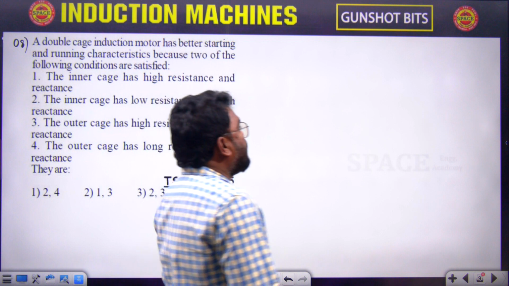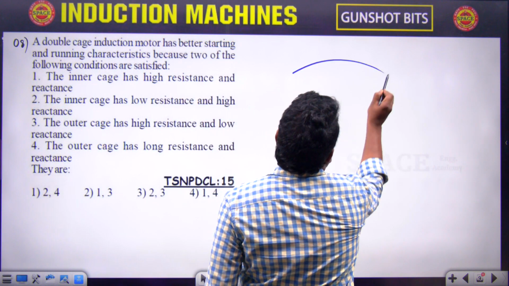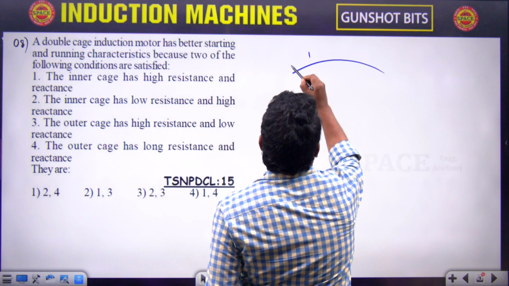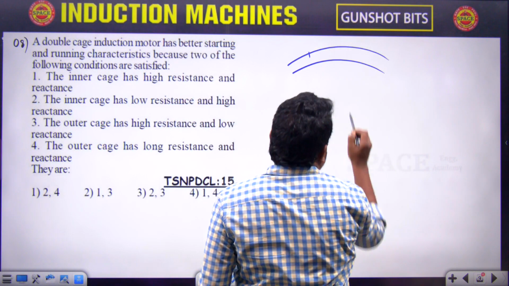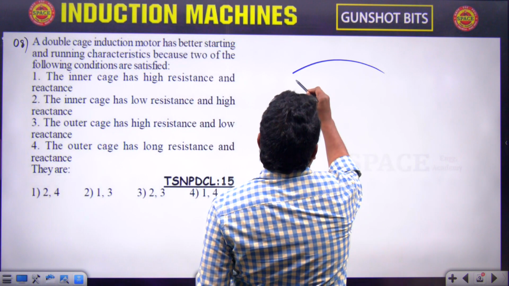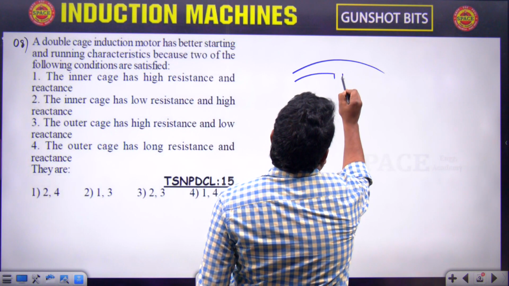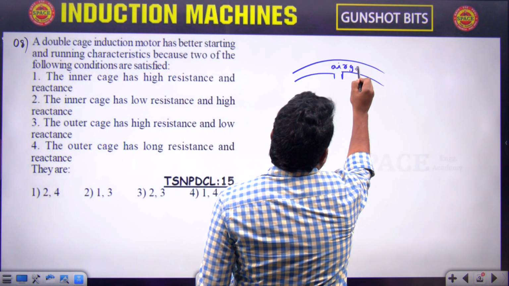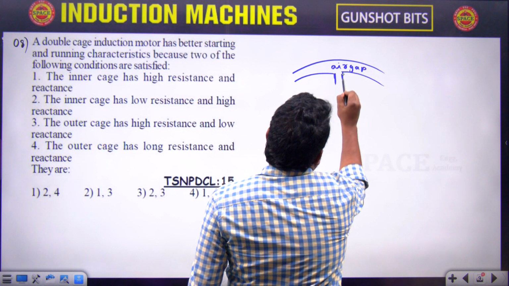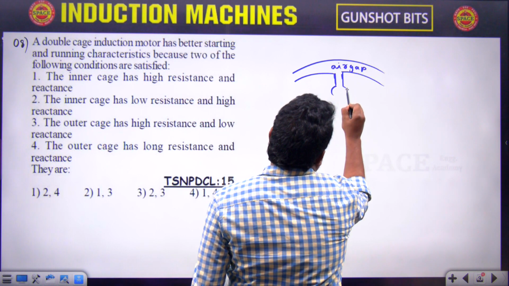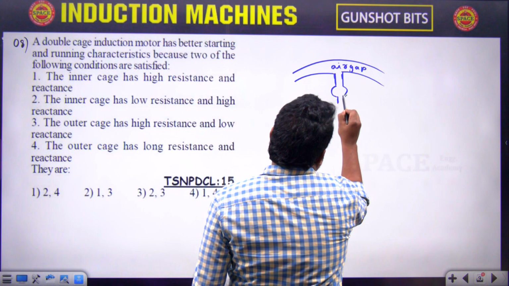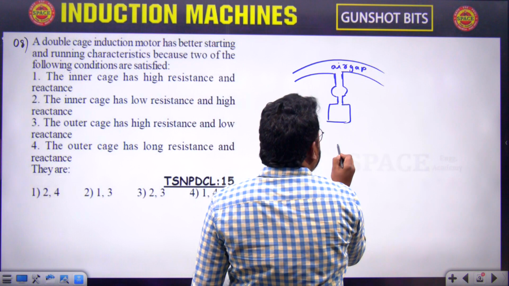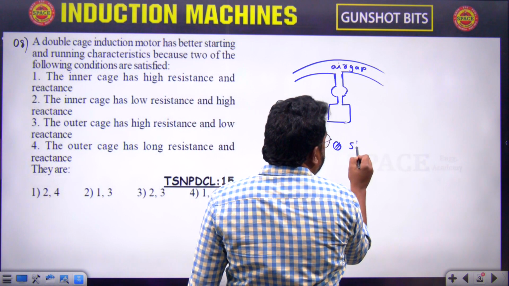Suppose this one is the stator or rotor of the machine. Suppose this one is the air gap between the stator and rotor, and for example I am taking one slot. This is the first cage, one slot, with the slot designed like this. So it is exactly one slot. Assume this one is the shaft of the machine.